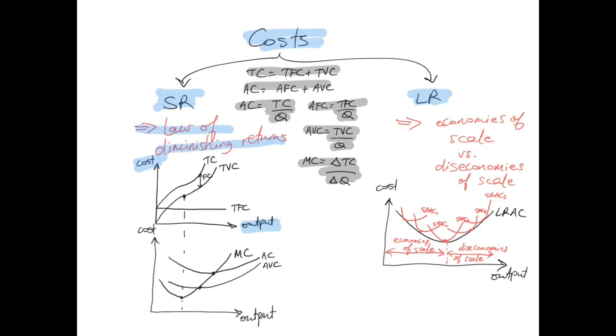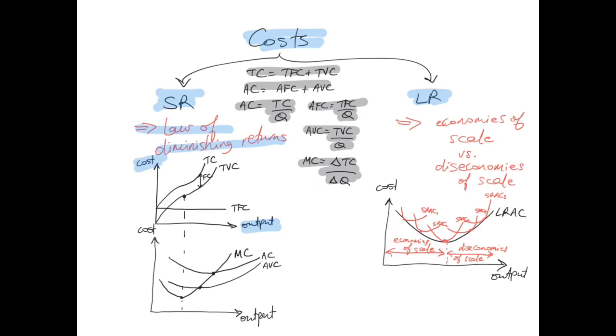Okay? And here are the equations. Total cost is equal to total fixed cost plus total variable cost. Average cost is equal to AFC, average fixed cost, plus AVC. Average cost is also calculated by dividing the total cost by the quantity. AFC, average fixed cost, is total fixed cost divided by quantity. AVC, average variable cost, is total variable cost divided by quantity. MC, marginal cost, is delta TC divided by delta quantity.